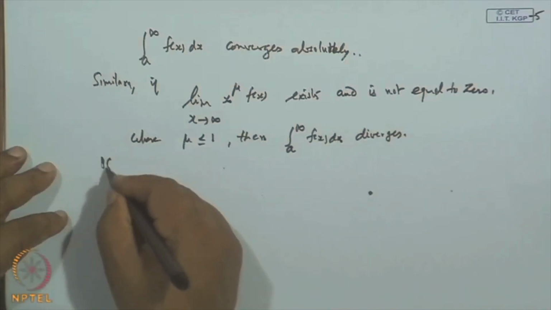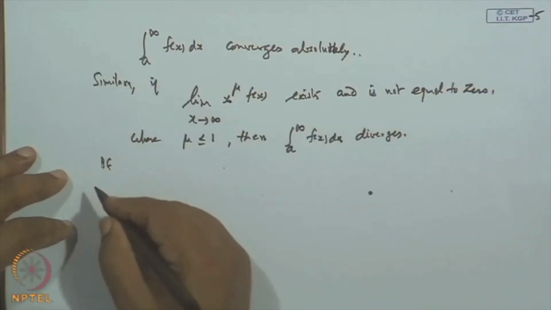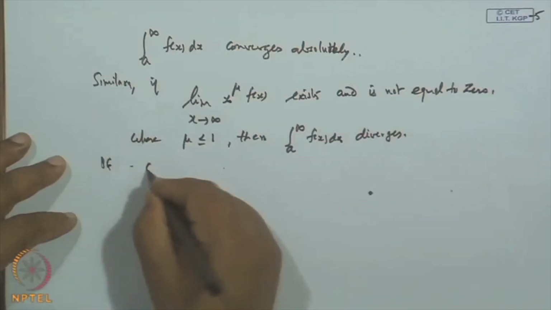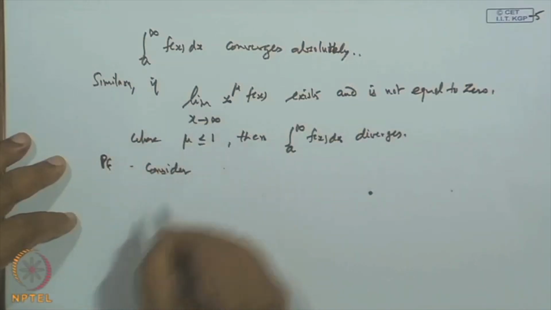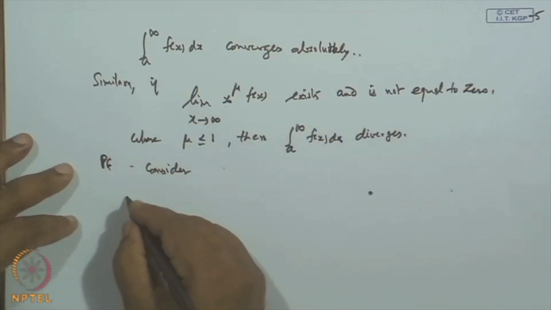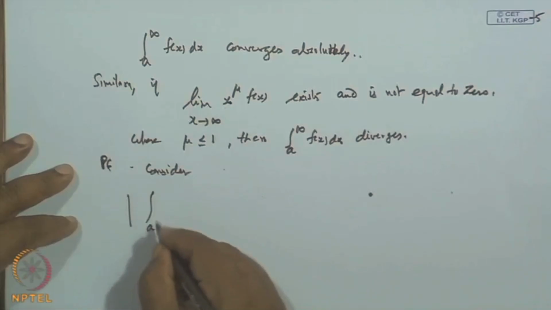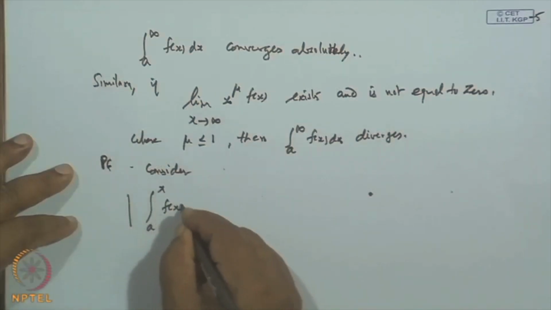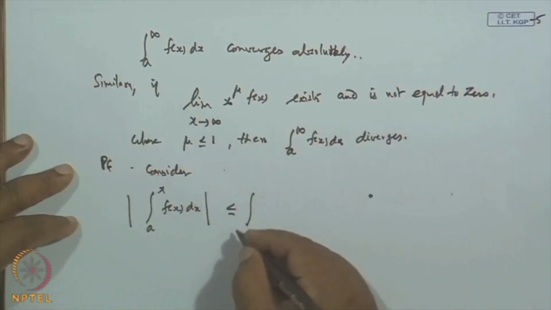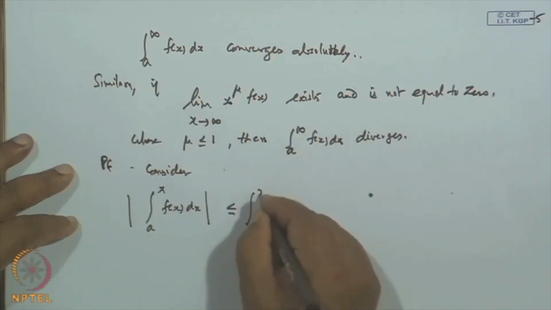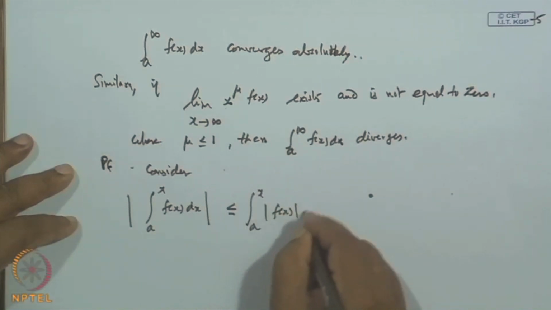Of course, the proof is simple. What we do is consider the modulus of the integral from a to x of f(x) dx. Now, this is less than or equal to the integral from a to x of mod f(x) dx.